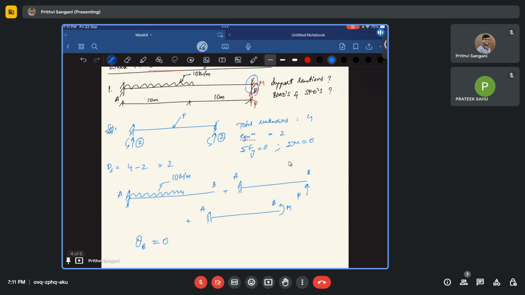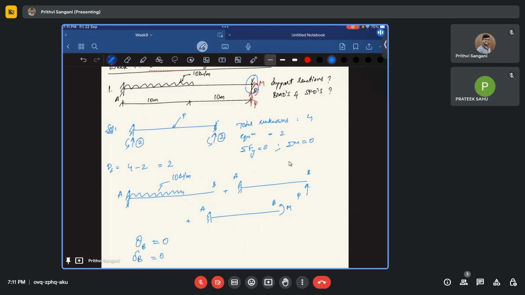And what is the second condition? At support B, the displacement should be zero. Okay, so it should not displace. So delta B is equal to zero. So these are the conditions by which we try to find out the unknown forces P and M for this kind of a problem.